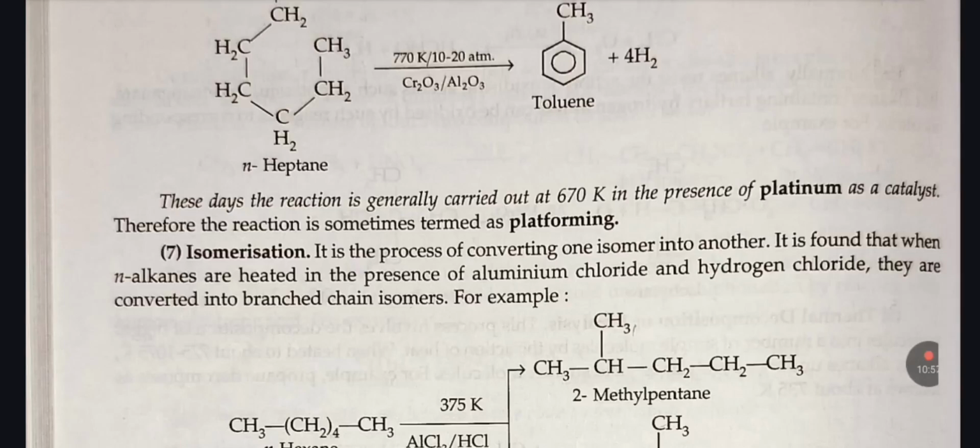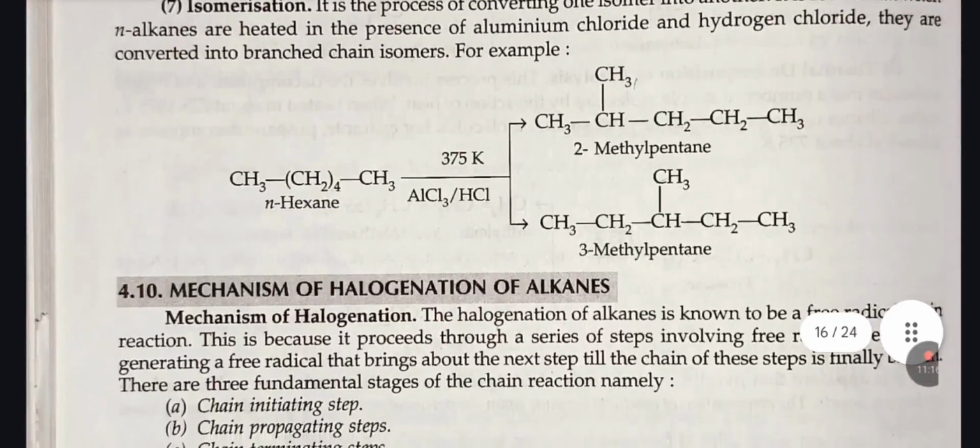Isomerization. It is the process of converting one isomer into another. It is found that when alkanes are heated in the presence of aluminium chloride and hydrogen chloride, they are converted into branched chain isomers. For example, n-hexane in the presence of 375 Kelvin and AlCl3/HCl will give 2-methylpentane and 3-methylpentane.